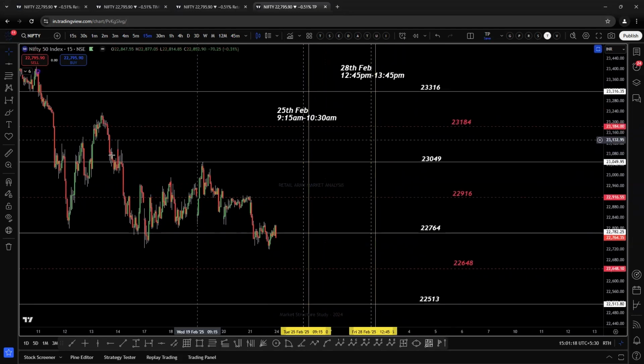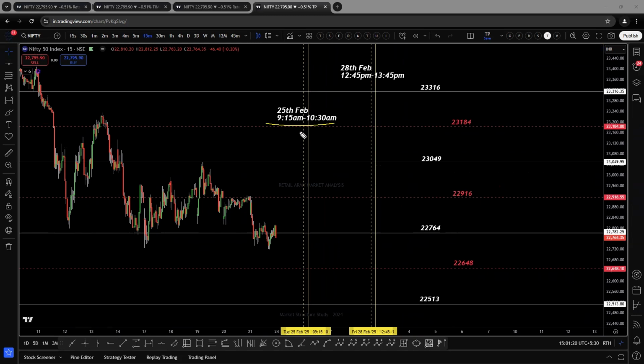Now, weekly levels, same thing. 25th Feb is your 9:15 to 10 a.m.